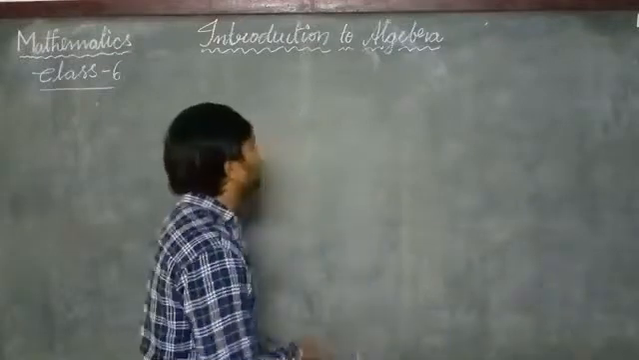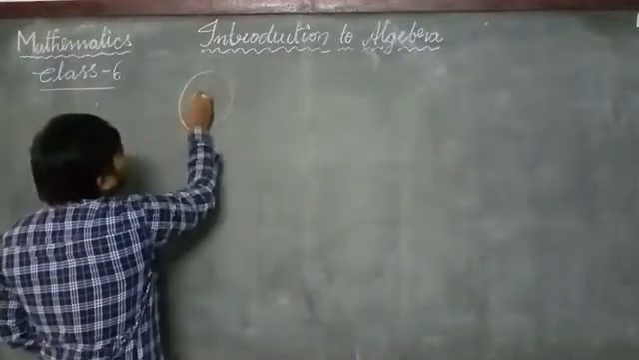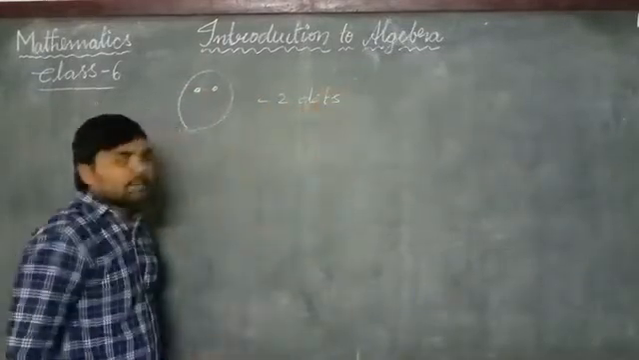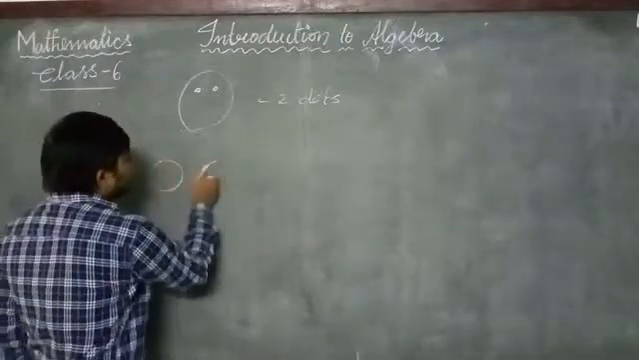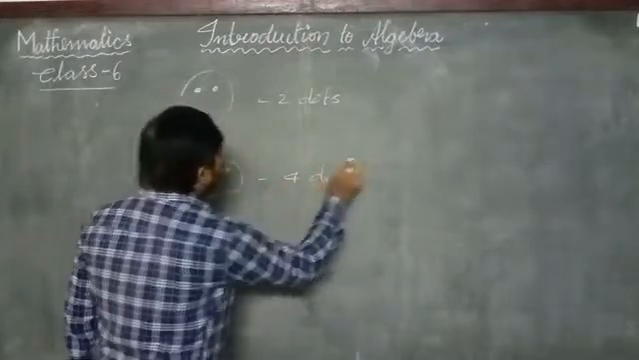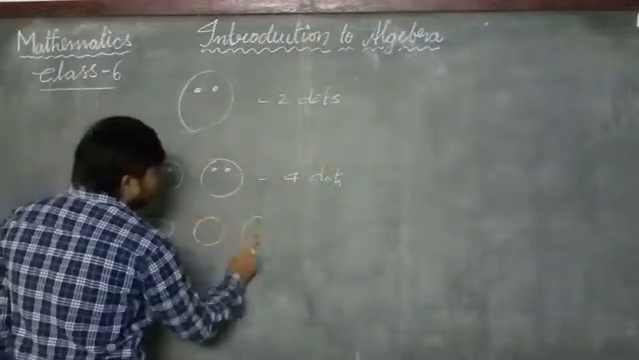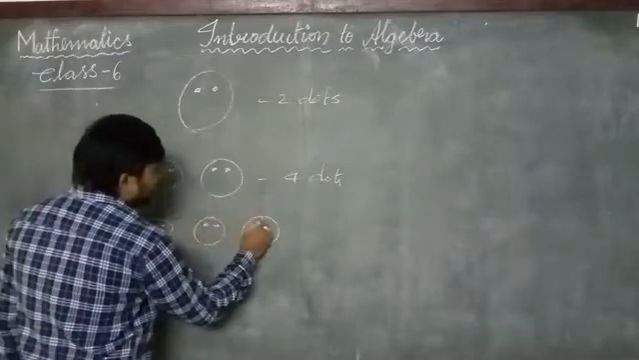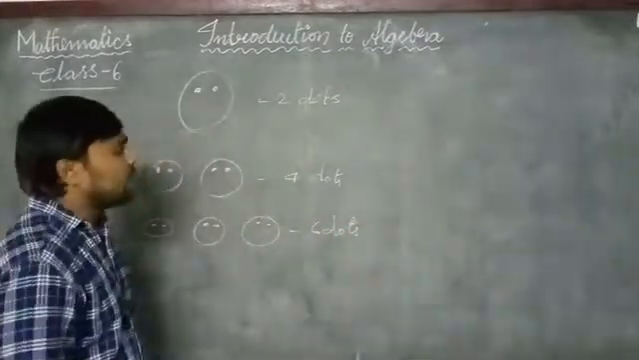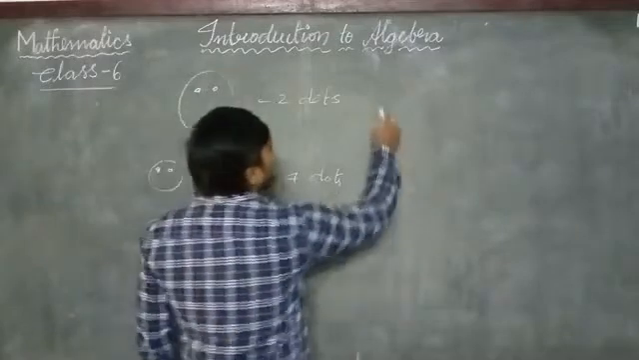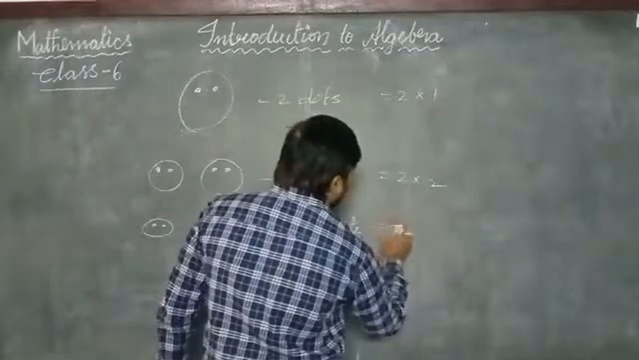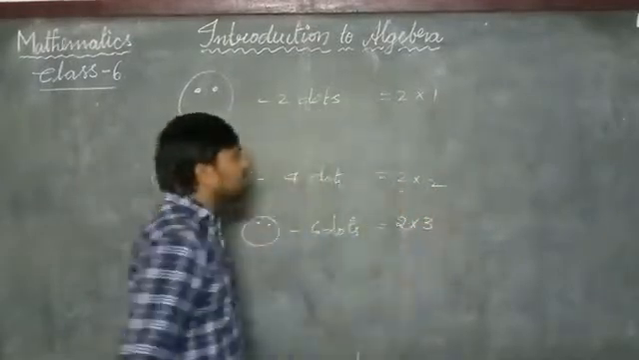In the previous class, we explained the dots required to draw a face. Two dots are required for one face. If you want two faces, then it requires four dots. If you want to draw three faces, then it should require six dots. For this, we write the general pattern: 2 into 1, 2 into 2, and 2 into 3.